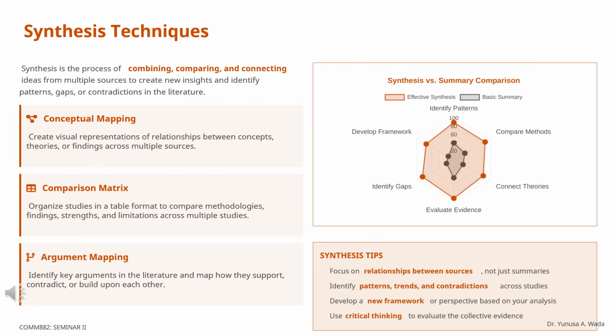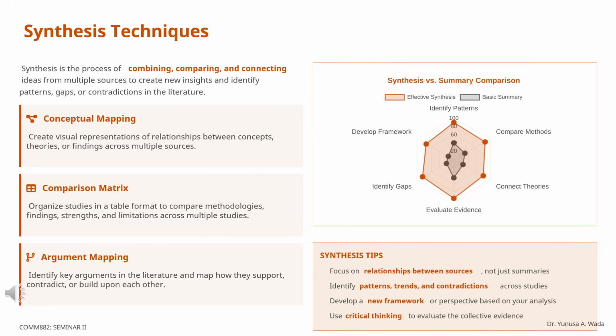Here, you look for patterns across studies. That is, do multiple sources support the same conclusion? You identify contradictions. Where do these sources disagree, and what might explain this? You also note gaps. What questions remain unanswered? You're required to use techniques like conceptual mapping, comparison matrix, and argument mapping.